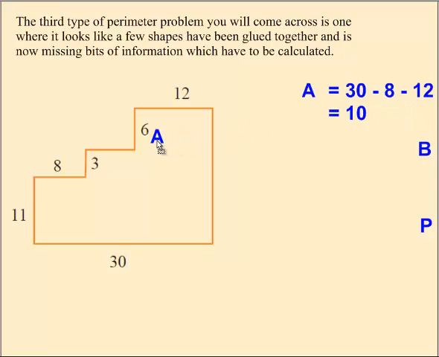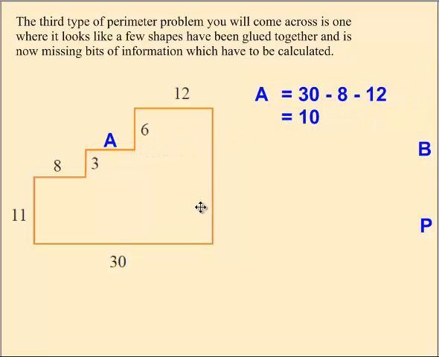Okay, what I did was I labelled this side here A, and the way I worked out A is from one end of the shape to the other is 30 long. And over this side we've got 12 plus our A plus our 8 gets us the same length as 30. So if I take that 30, get rid of the 12, get rid of the 8, it's going to leave me with the side that I need left, A. So A is 10.